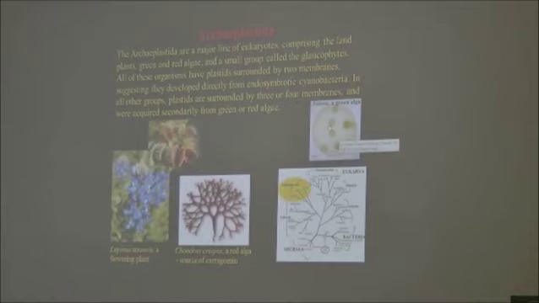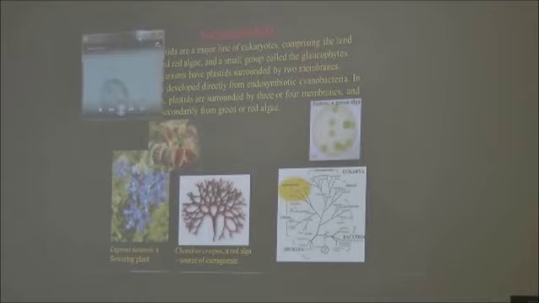Now the green algae, very closely related to the plants, have the same kind of chlorophylls, the same storage product, starch, and the same cell wall material, cellulose. And here is Volvox.